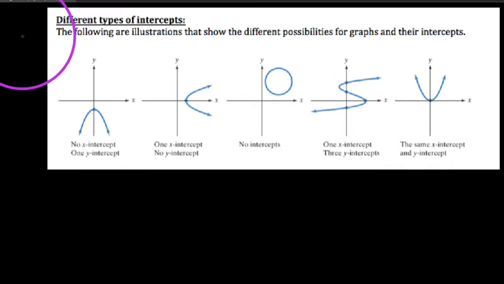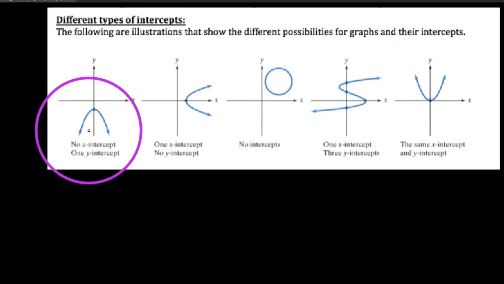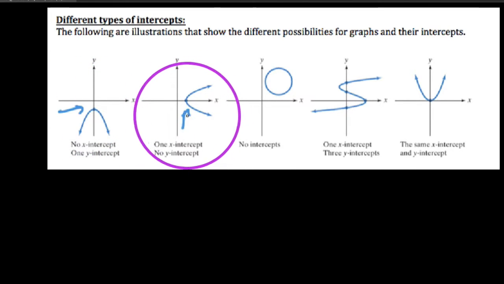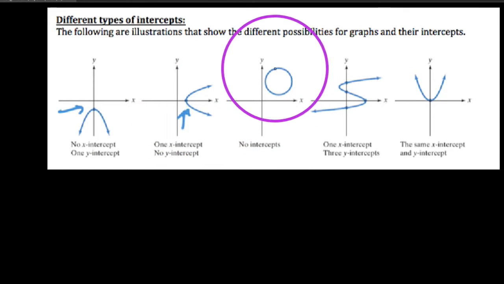So the last thing I'll point out here is the different types of intercepts, but you just see a whole list of functions here. And they have different types of intercepts. So you'll notice that this is a downward opening parabola. It has one y-intercept here, whereas this sideways opening parabola has one x-intercept. We could have a circle.